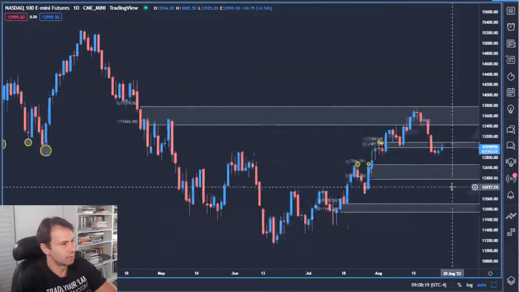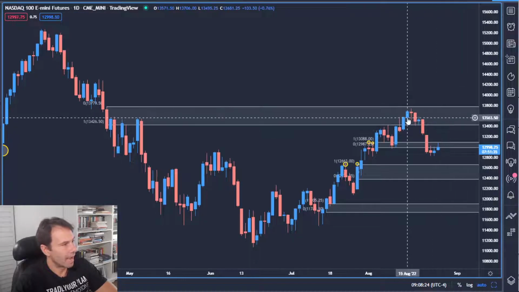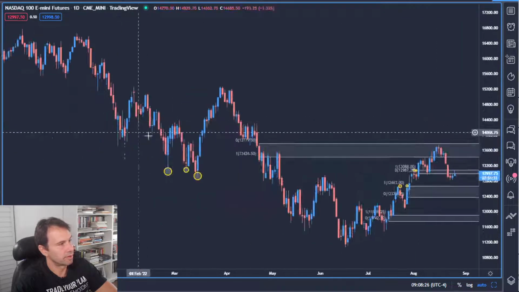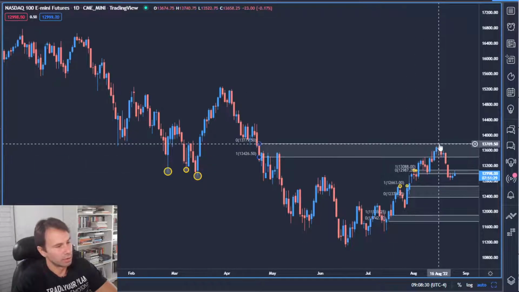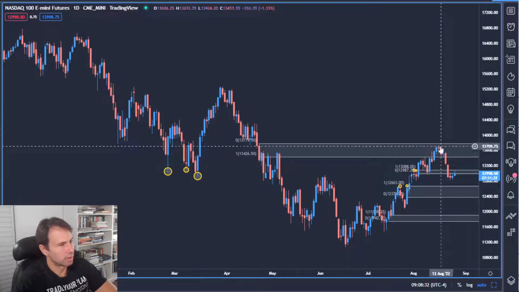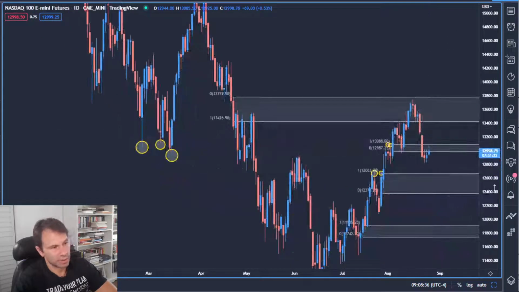The NQ came to this triple top. It came even higher, right? The ES was just tapping the triple top. The NQ was a little bit more strong, right? It was stronger when it was breaking. Now this is a very, very interesting area.